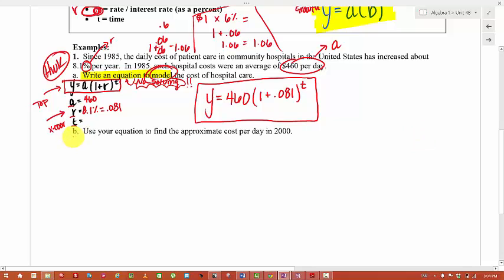Now, you'll see that B here is going to add in the part where it gives us our t value. It says use your equation to find the approximate cost per day in the year 2000. So it started in 1985. Now we're going to the year 2000. So to find t, it's going to be equal to the difference of those years, which will give us the time span. So we'll take 2000, subtract 1985. That'll give us a 15-year gap or time period that we're looking at.